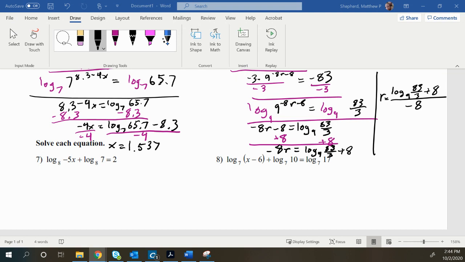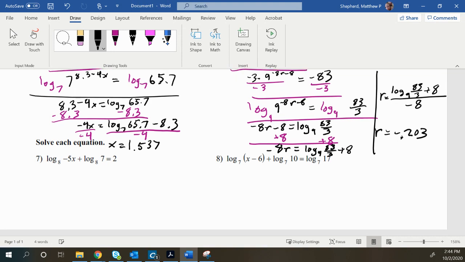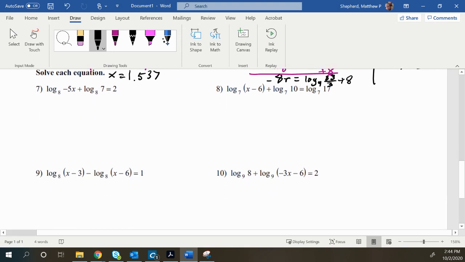Okay, and that's going, so r is going to equal -0.203. All right, so that was us using logarithms to help us get the variable outside of an exponent.